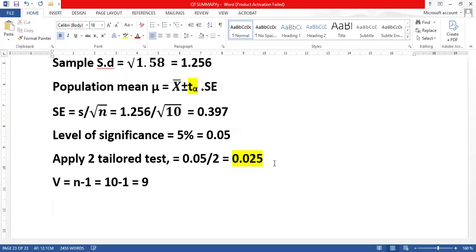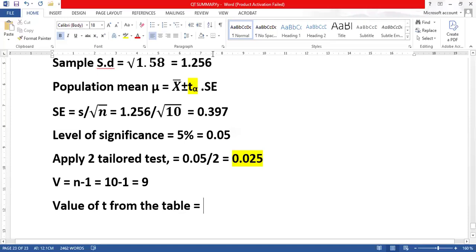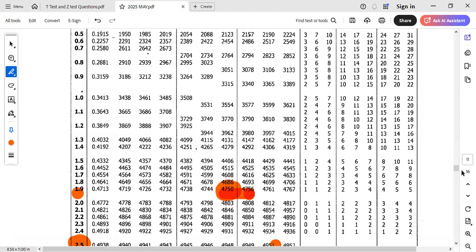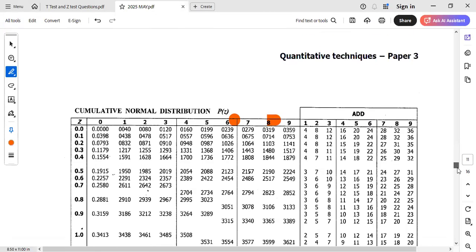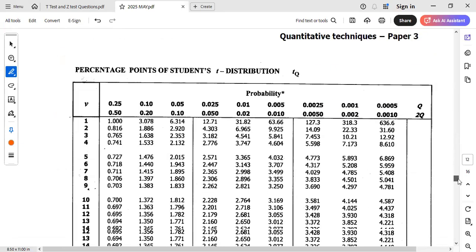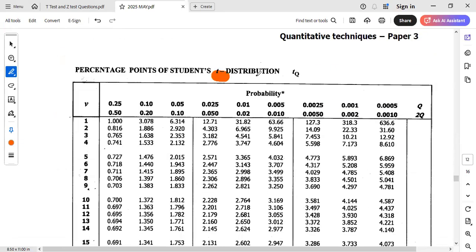So go to your table and get the value of t from the table, which is equal to what? The value of t from the t table. So we go to our t table. Let me open the past paper question, the last one. The first table is the z table. So we go to the t table. This is the t distribution table. Are you seeing my screen?